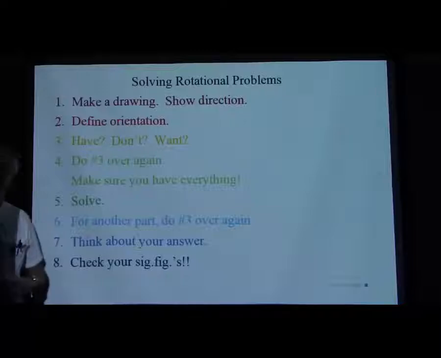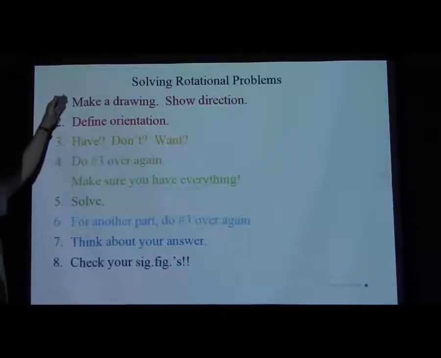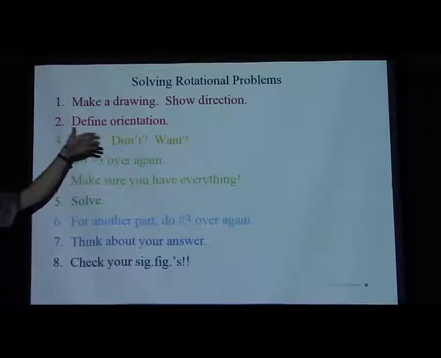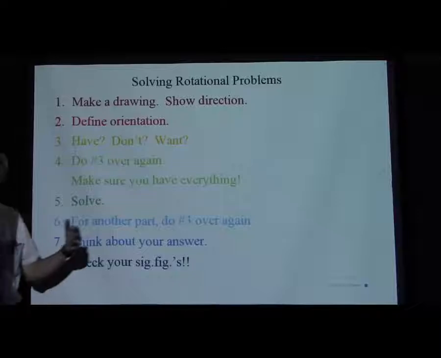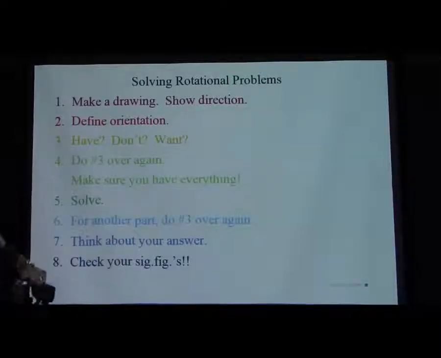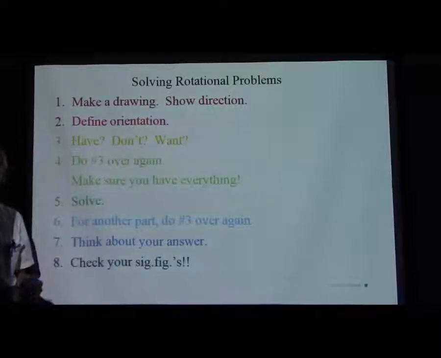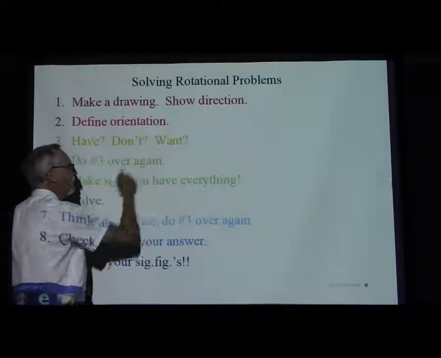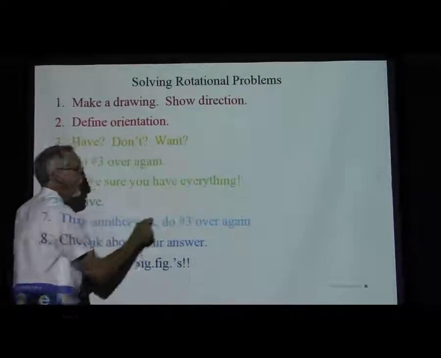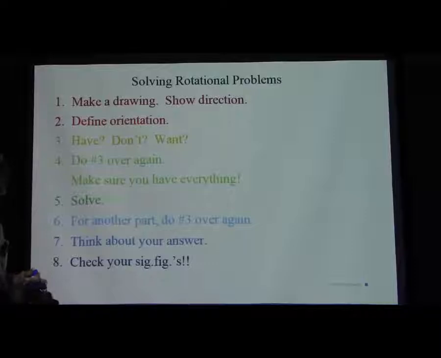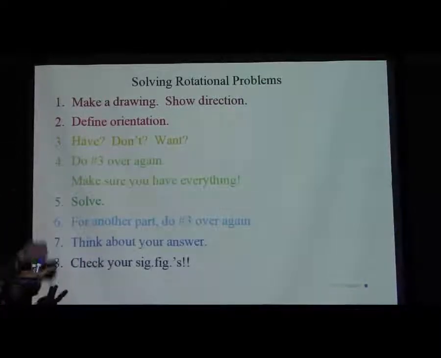All right, so for solving rotational problems, first thing, make a drawing. Now in this case, drawing might not be all that helpful because we don't have the kind of motions that we're talking about. Basically a drawing is just going to consist of something that's rotating. But it's important to show the direction. Typically, we will define motion that is counterclockwise as positive, motion that is clockwise as negative. And I'll come back to that. So just keep in mind, counterclockwise, positive, clockwise, negative.